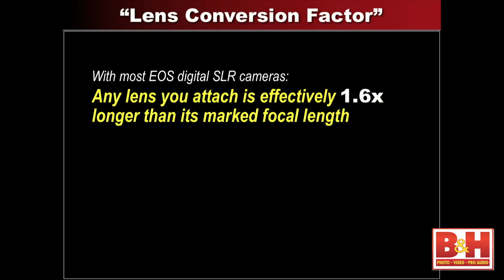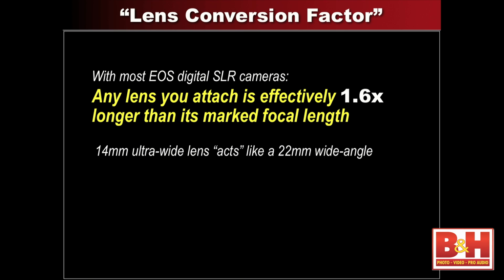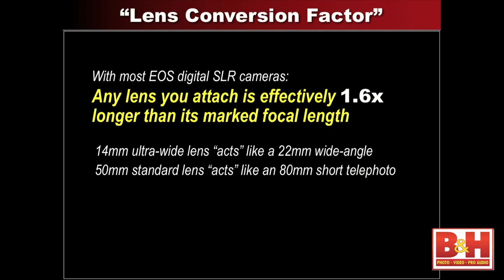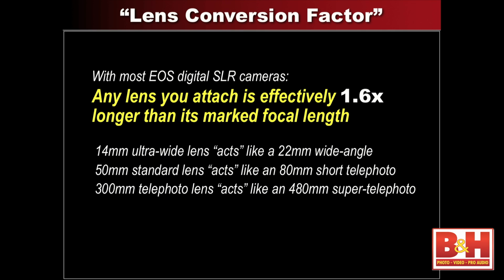There's not a whole lot wrong with that, but just remember you've got that 1.6, so you just multiply that by 1.6. So that 14 millimeter now acts like a 22, which means that's a disadvantage at the wide angle. The 50 millimeter acts like an 80, so it's about the same. But when you get a telephoto, if you've got a 300 millimeter, it acts like a 480.